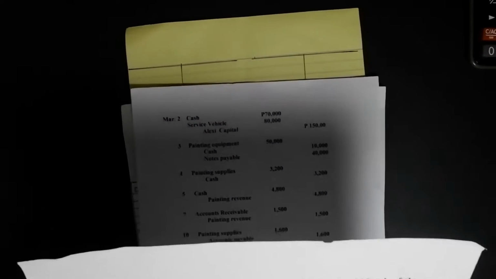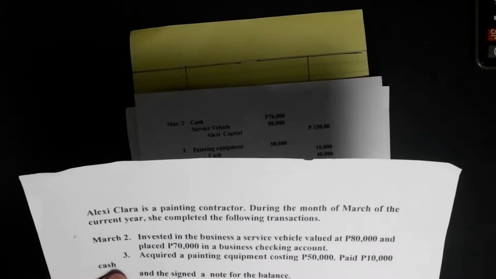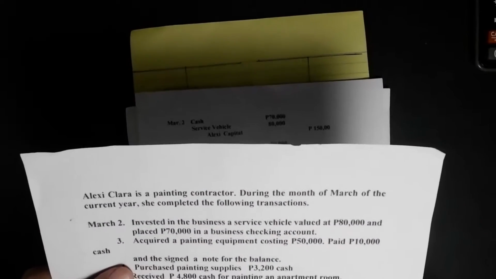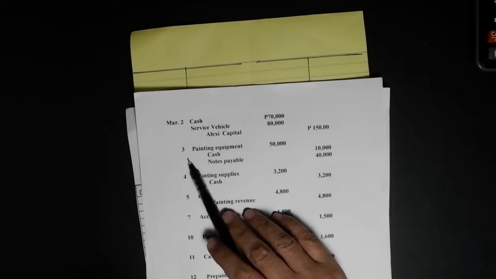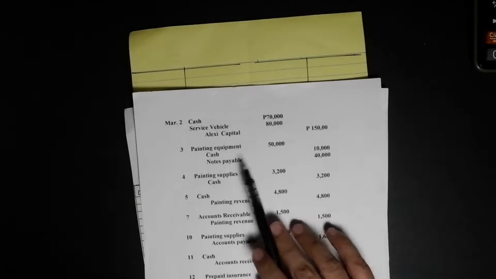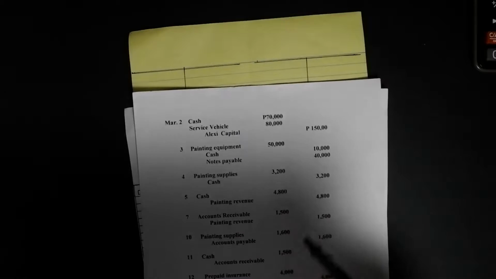The second transaction, March 3, acquired painting equipment costing 50,000, paid 10,000 cash, and signed a note for the balance. So our entry: debit painting equipment 50,000, credit cash 10,000, and another credit notes payable 40,000.